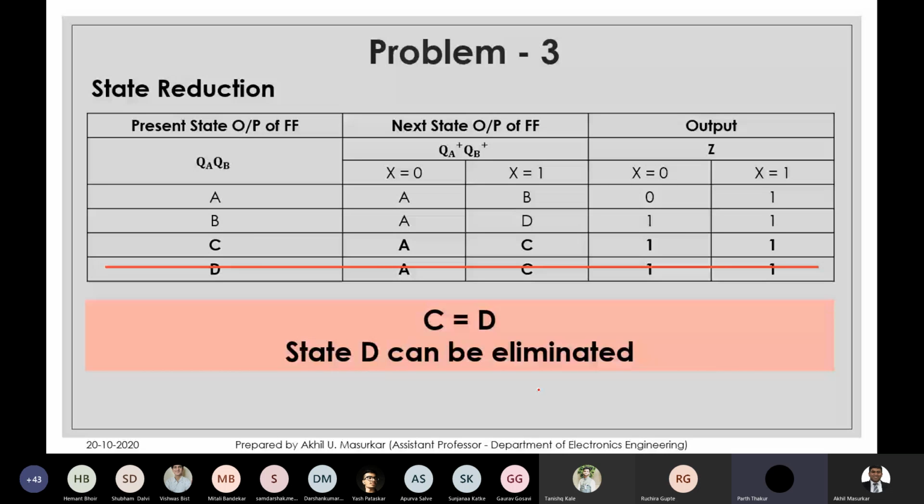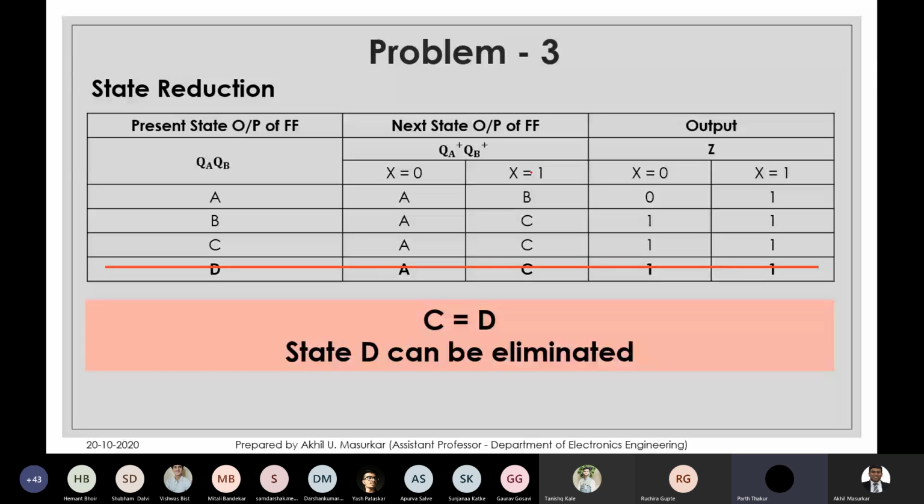So once we eliminate D, every D can be replaced by C. So now you can see here that here we had a D, but now we are eliminating D. So that is why D is equal to what? C. So every D is now replaced by C. So this is what we get.